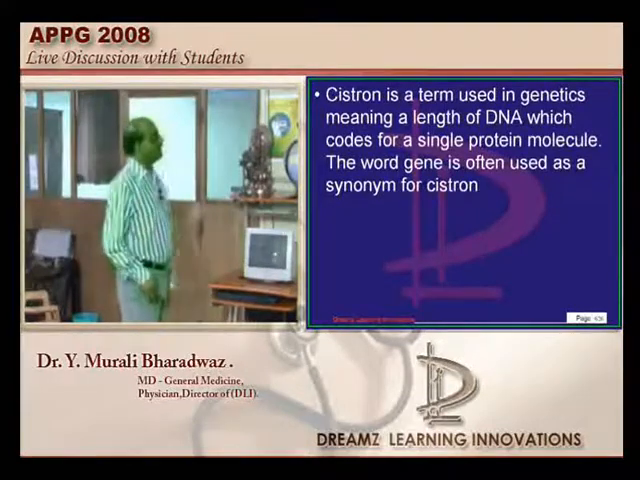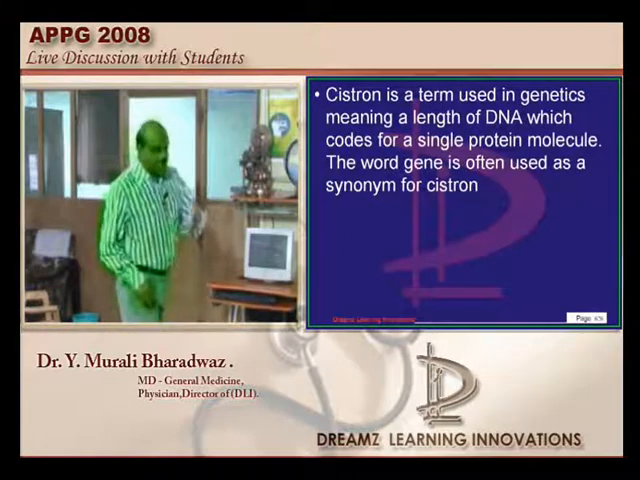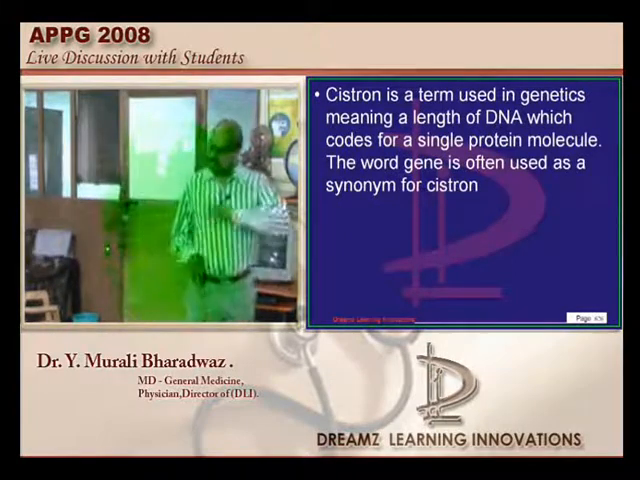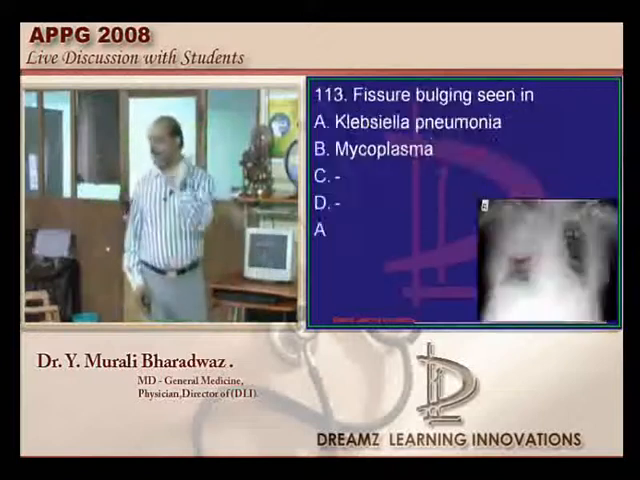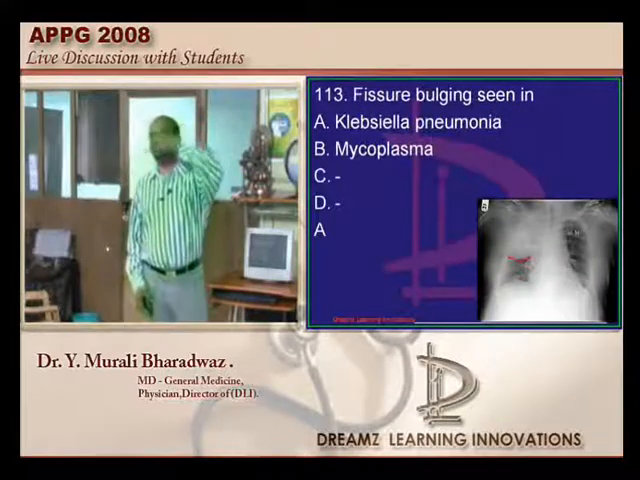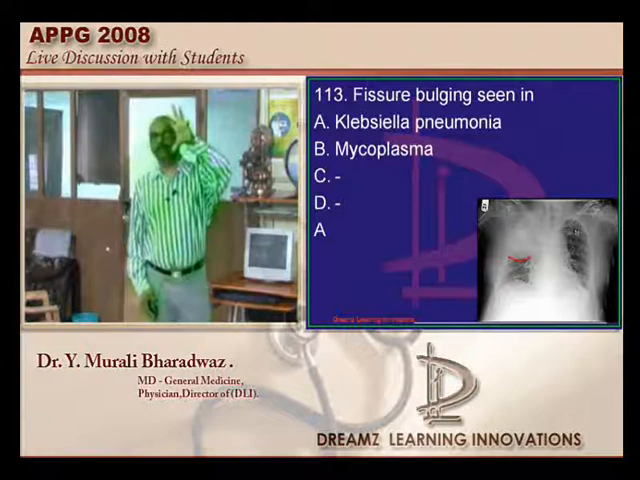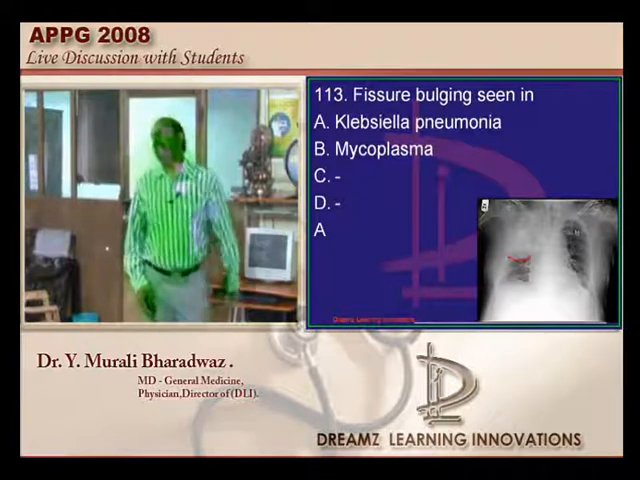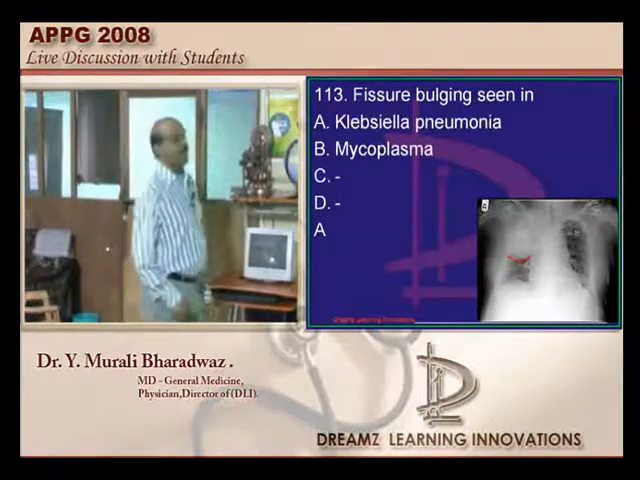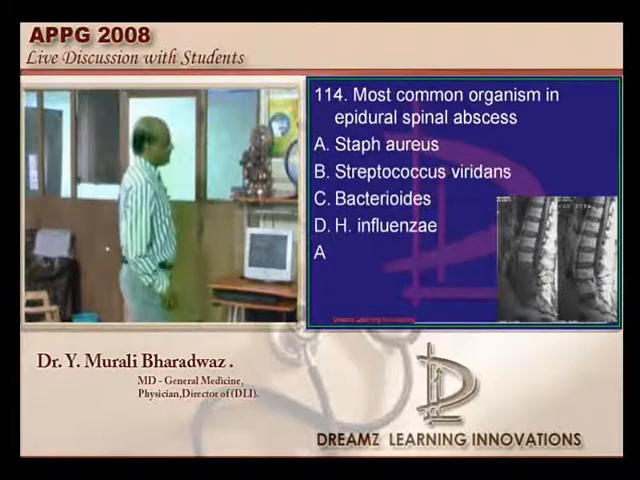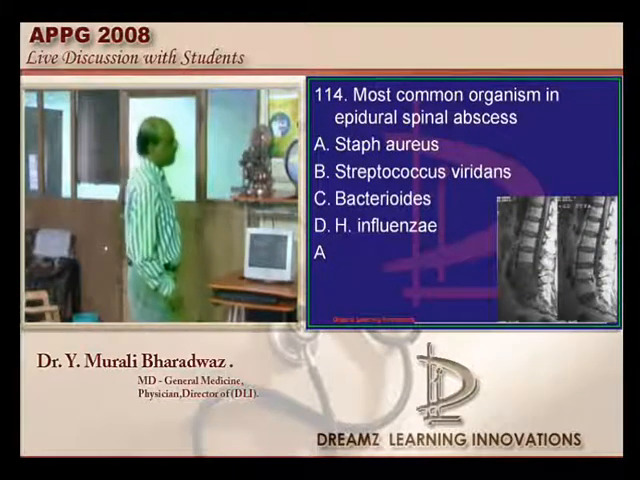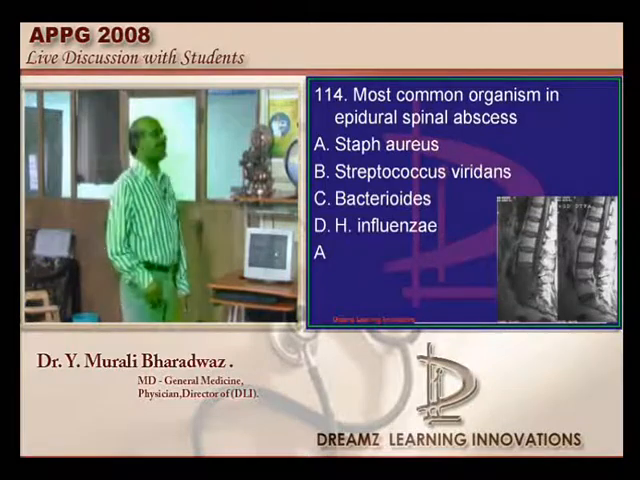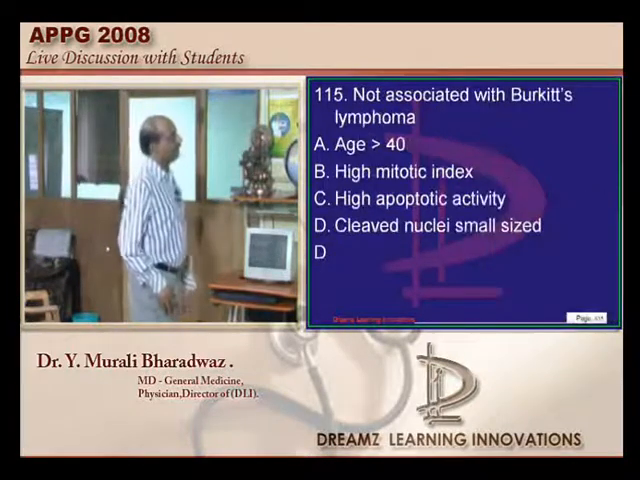Gene and cistron are interchangeable. Fissure bulging sign is typically seen in the case of Klebsiella pneumonia. If you take a lateral radiograph, the fissures, major and minor fissure, are bulged out by the opacity in the case of pneumonia caused by Klebsiella. In epidural abscess, it is Staphylococcus aureus which is the most common organism responsible for it.